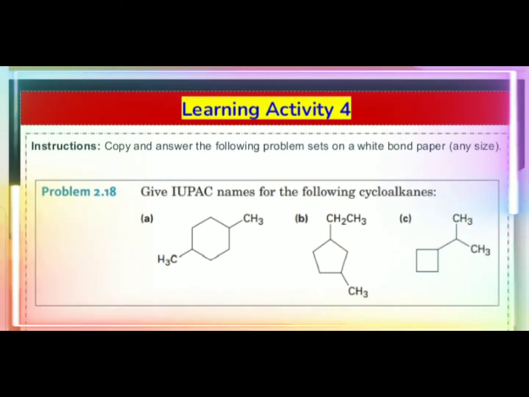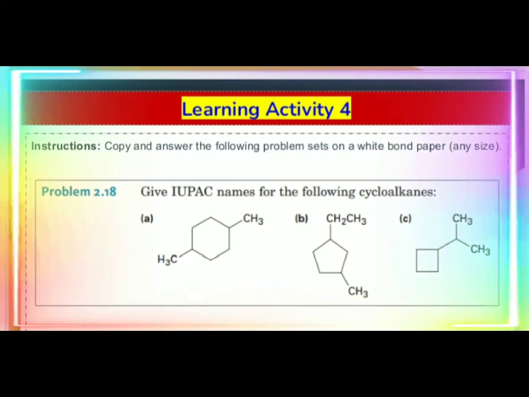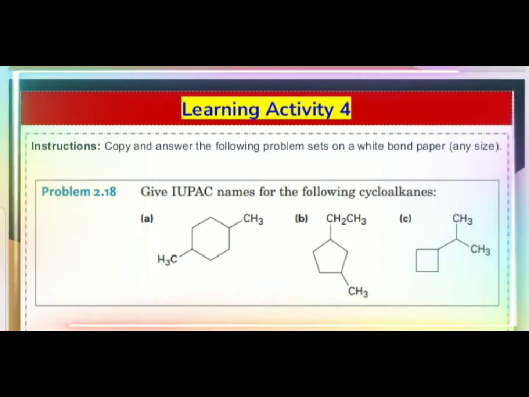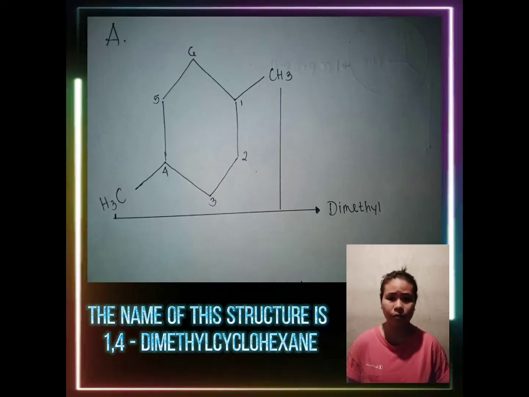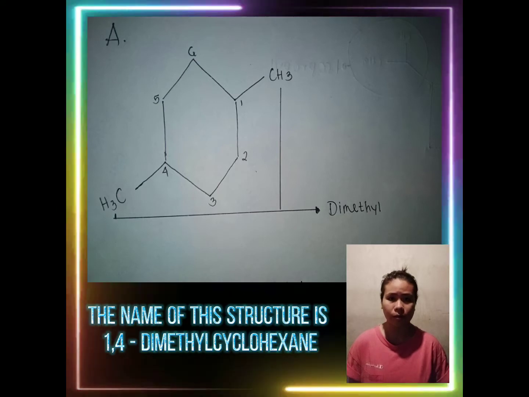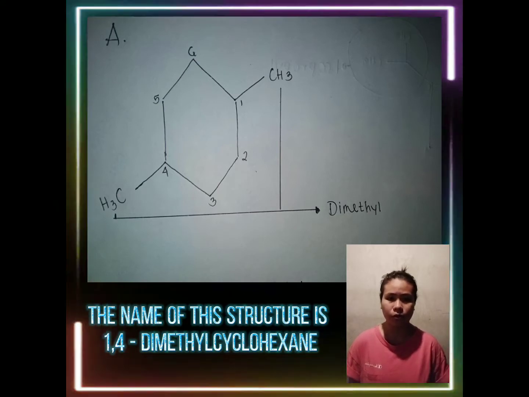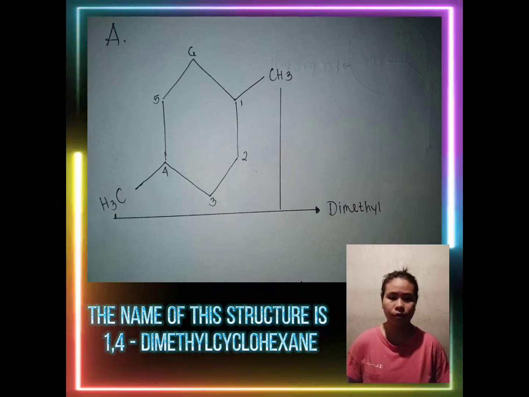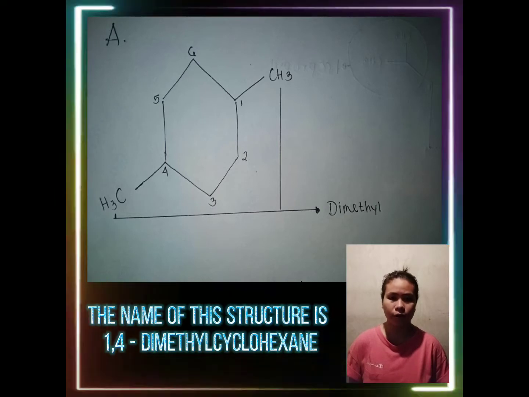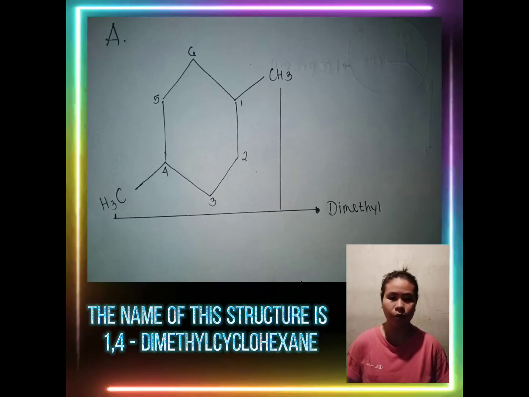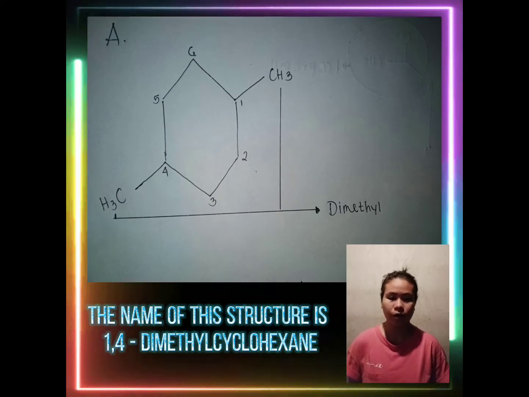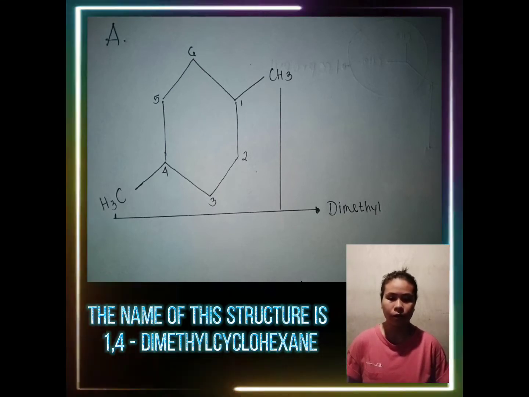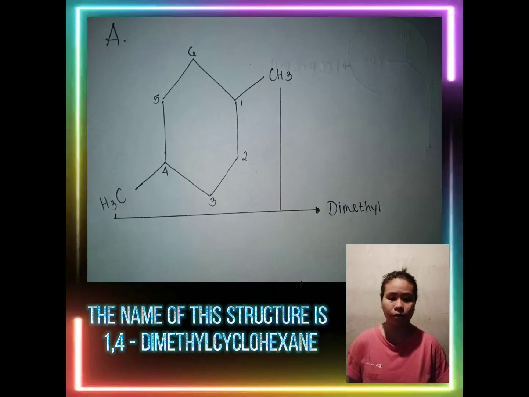Next, problem 2.18. Give IUPAC names for the following cycloalkanes. Letter A. First, find the parent. Count the number of carbon atoms in the ring. So they have 6 carbons, named as a substituted cyclohexane. The substituents present in the structure have 2 methyl groups attached to carbons 1 and 4 in the cyclohexane parent. The substituents will be 1,4-dimethyl. The final name will be 1,4-dimethylcyclohexane.